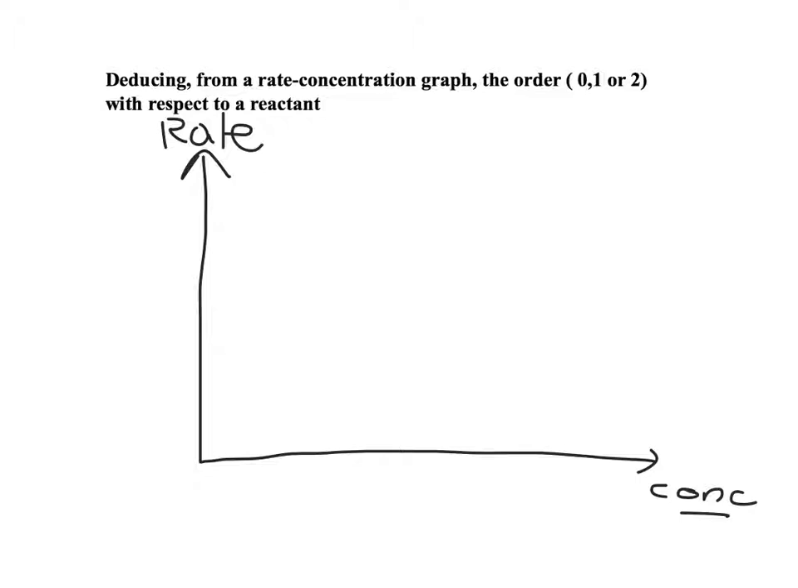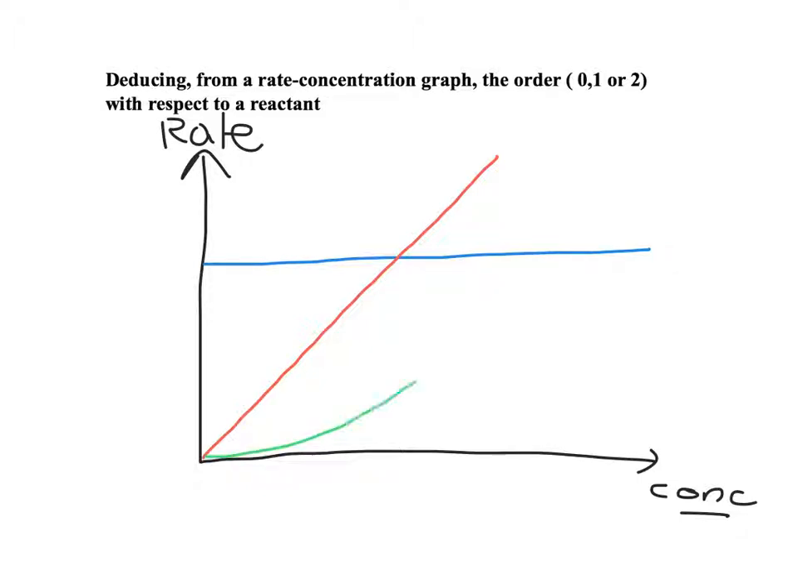Well, if it's zero order, as the concentration changes, it has no effect on the rate. So it is just a line parallel to the x-axis. If it's first order, it's a straight line starting at 0, 0, going up like that. So it's a fixed gradient, and the gradient of the line is equal to the rate constant for the reaction. If it's second order, the rate is proportional to the square of the concentration, so it looks something like that.